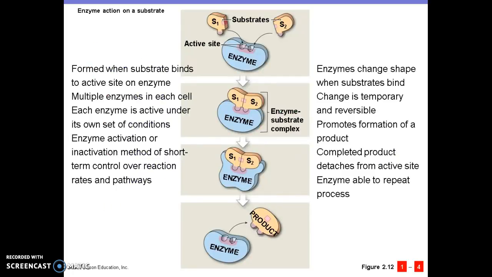In this picture, the enzyme is acting on two substrates to form a product, and this would be an example of dehydration synthesis, where S1 and S2, let's say it's glucose and fructose, react with the enzyme to form sucrose. The enzyme is so fast, it can act 10,000 times per second or more.